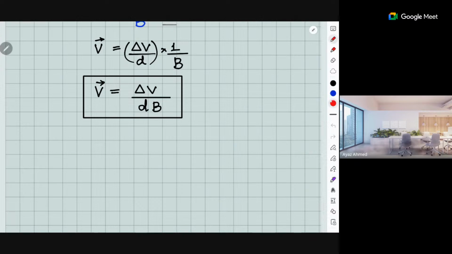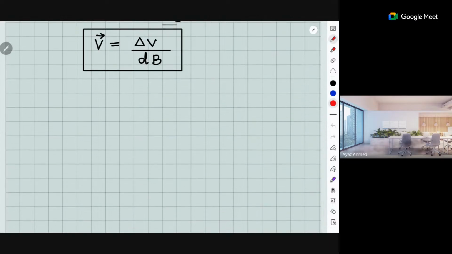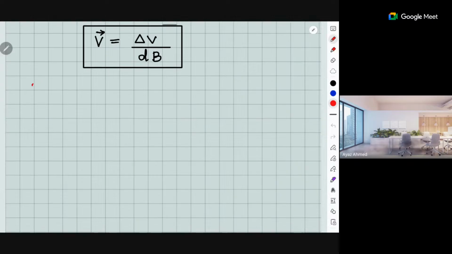Okay. So today we will discuss the extended topic, and that is that the velocity selector has an application, and that is basically the mass spectrometer. There are so many questions from this topic. Although they are not asked by the name of mass spectrometer, questions are asked from this topic.